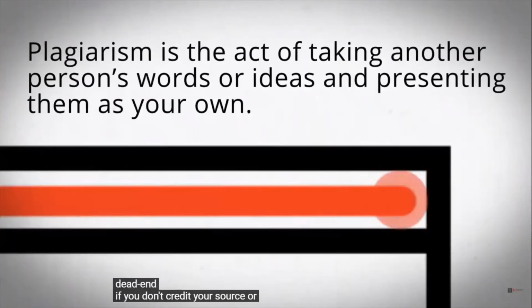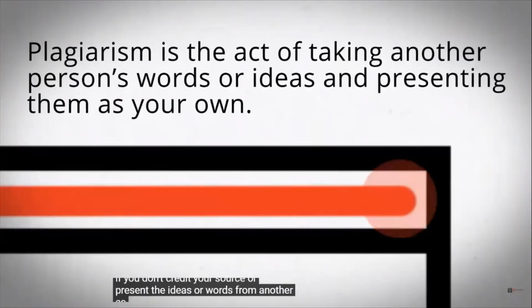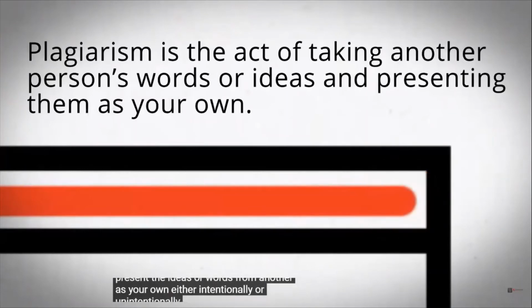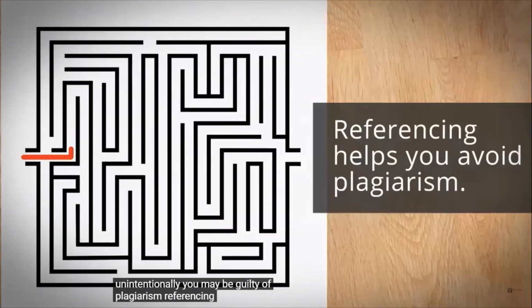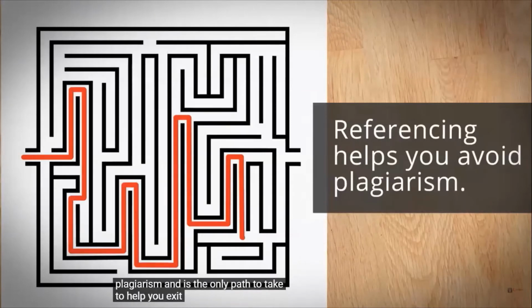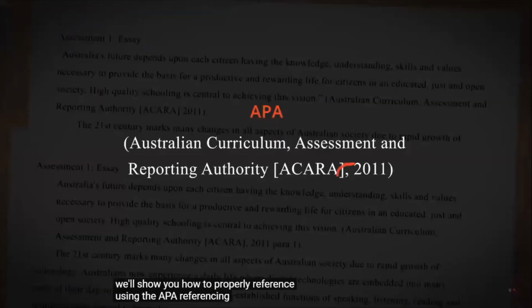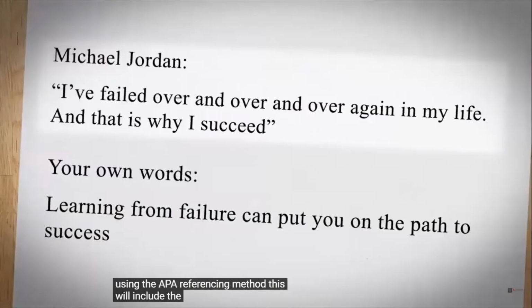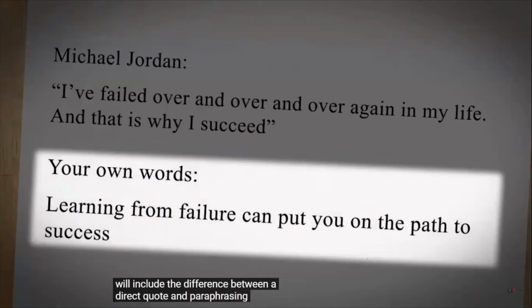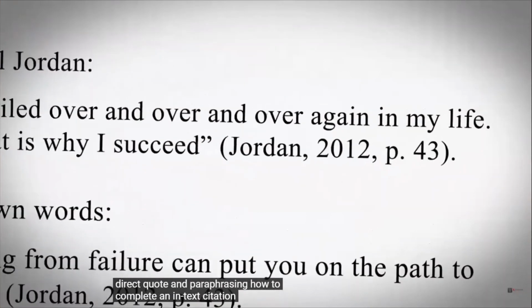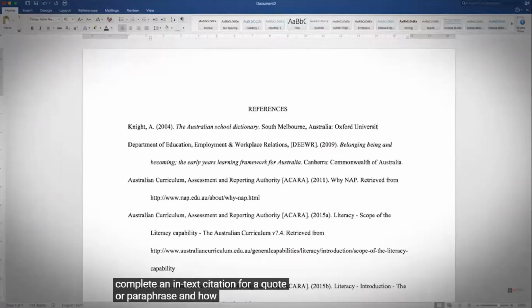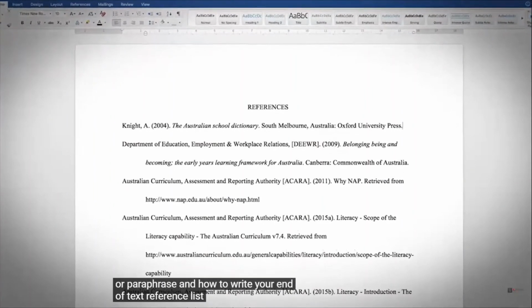If you don't credit your source or present the ideas or words from another as your own, either intentionally or unintentionally, you may be guilty of plagiarism. Referencing helps you avoid plagiarism and is the only path to take to help you exit the maze and truly succeed in your studies. In this video, we'll show you how to properly reference using the APA referencing method. This will include the difference between a direct quote and paraphrasing, how to complete an in-text citation for a quote or paraphrase, and how to write your end-of-text reference list.